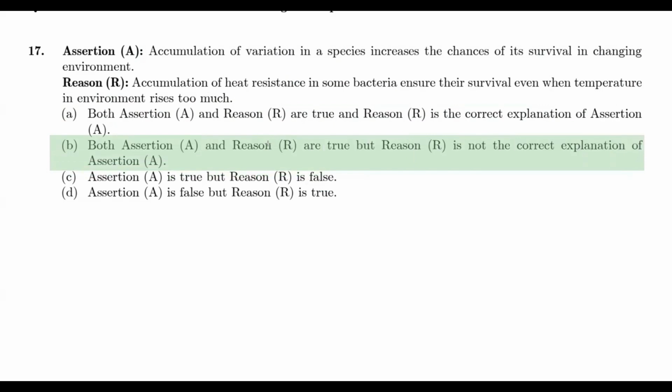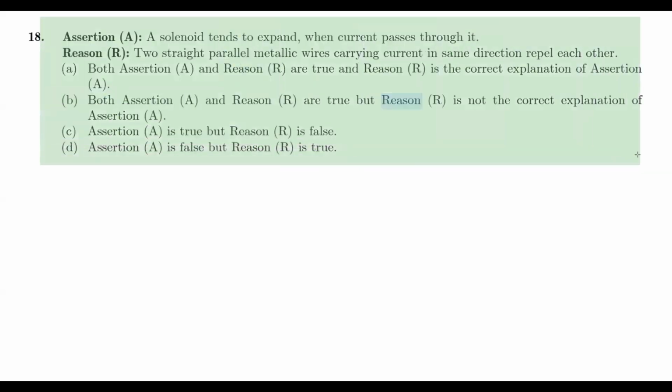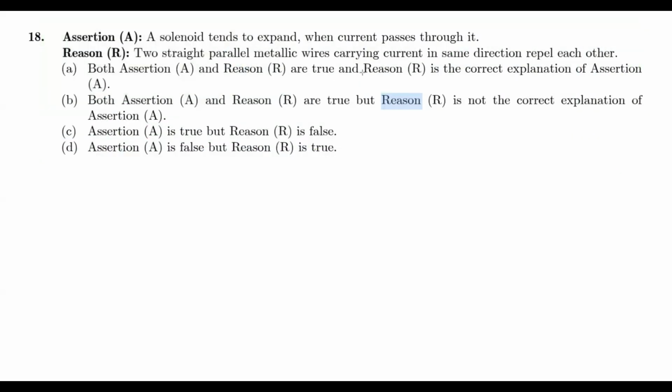That is, both are correct, but R is not the correct explanation of the assertion. The next assertion-reasoning question is from the chapter Magnetic Effect of Electric Current. The assertion says that a solenoid tends to expand when current passes through it. Well, nothing like this is what we have studied in class 10th. What we know is that a solenoid, which is made up of metal, expands on heating, but there is no case of heat here.